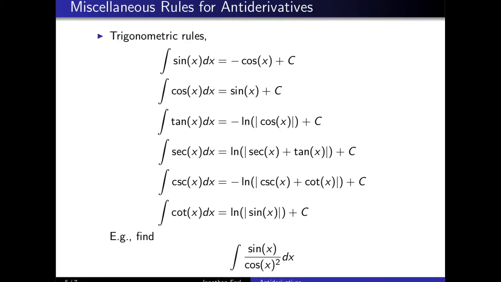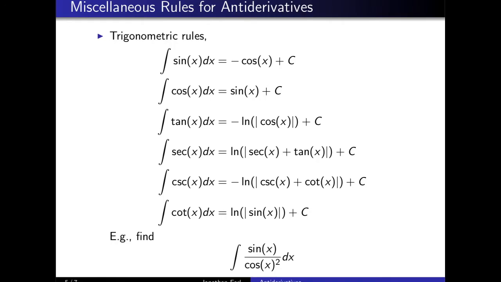Again, we're asking what function we have to start with so that when we take the derivative, we get the thing that we're presented with. So if you're asking for a function that when you take its derivative gives you sine, you need minus cosine plus some arbitrary constant. Okay, so then we could ask, what is the antiderivative of sine divided by cosine squared?